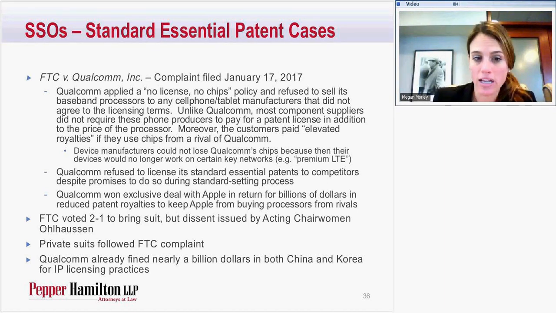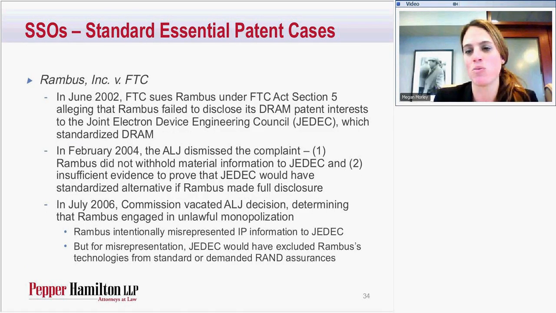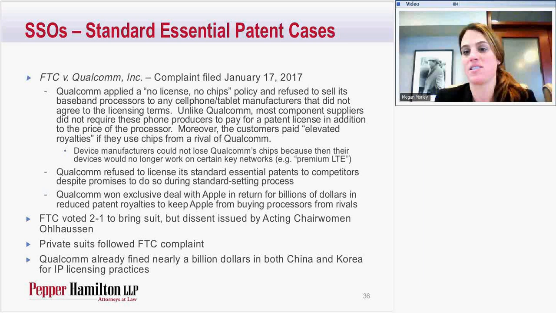In addition, they alleged that Qualcomm refused to license its standard essential patents to competitors, despite promises to do so during this standard setting process. So not only did it not license something on RAND or FRAND terms, it just didn't do it at all. That's what the complaint alleges.